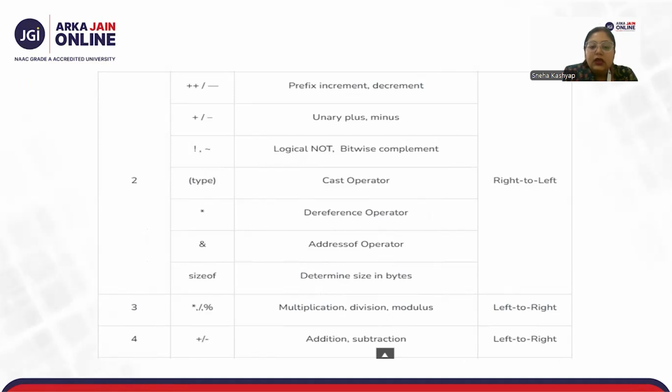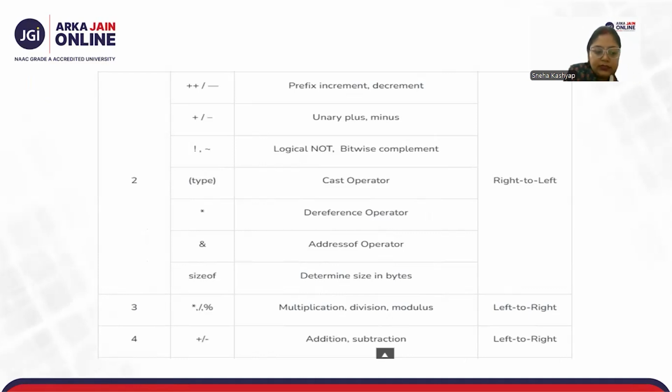The next one is size of operator. Now suppose you have a variable of type integer or byte. So if it is of type byte, it will have the precedence value 2 and it will be associated from right to left. The third one is multiplication, division and modulus, the assignment operators. Now these three operators use the precedence value 3 and operate from right to left.